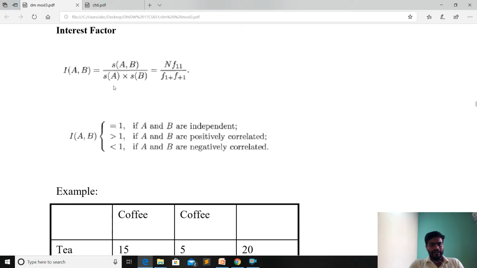Now, how we have defined a and b is based on the interest factor. If the interest factor of a and b is equal to 1, then it is proved that items a and b are independent. If the value of this interest factor is greater than 1, then a and b are positively correlated, and if its value is less than 1, a and b are negatively correlated.